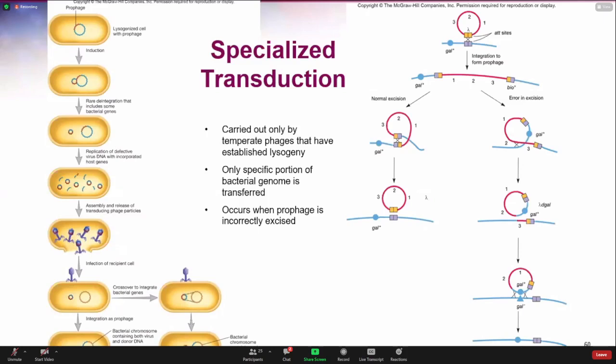specialized transduction mechanism. So it's not going to be just any genes that are randomly passed on from the original bacterial cell to the subsequent host. It's often going to be either the gal gene or the bio gene, depending upon how the mistake was made as the viral DNA was excised out. Okay, so we refer to this as specialized transduction because you can have a specific portion of the bacterial genome present in the subsequent host cells. I'm going to stop at this. Questions?